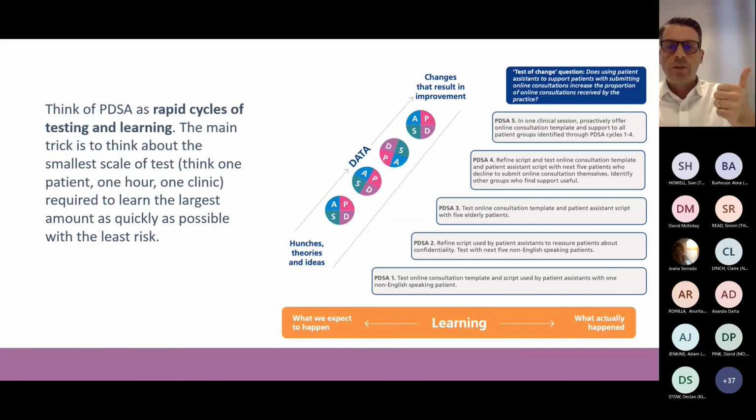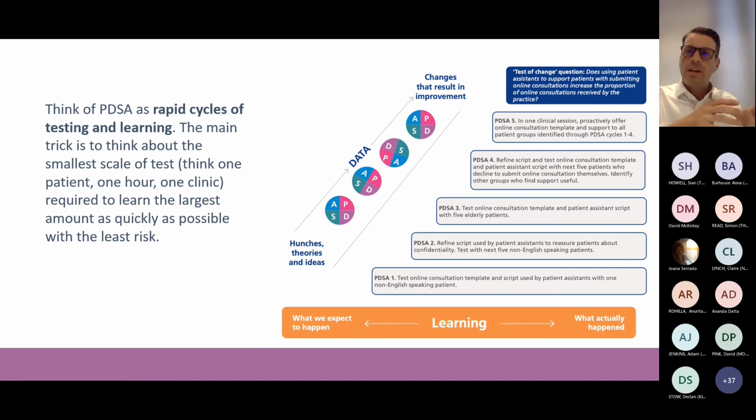The first PDSA is testing a consultation template and a script on 1 patient who doesn't speak English. Next, you take your learning from that and you adapt it slightly, and then you test it on the next 5 patients who don't speak English. Great, so you've learned a lot more through that process. Next, you might try it on a different patient group, so you may try it on some elderly patients, and then you do your learning from that. Then you continue to refine your script and your templates, and you test it and you keep on testing.